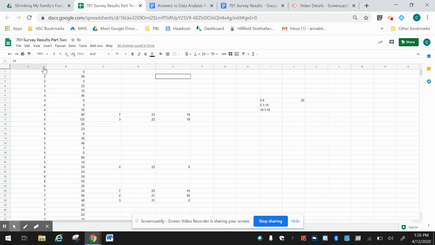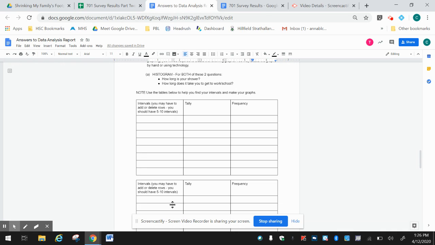So one of the easiest things to do is to sort them and identify your intervals, and that will help you to complete this table here.